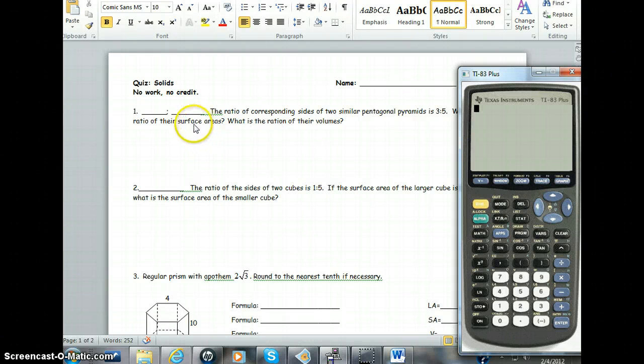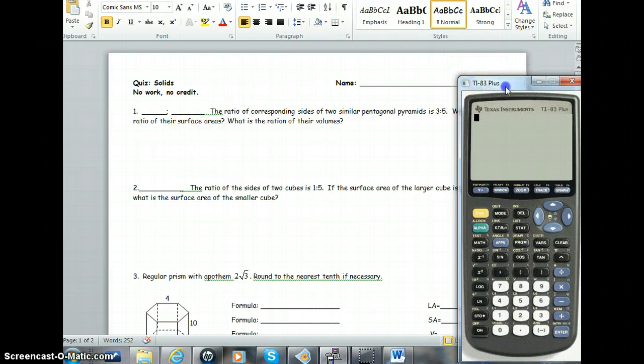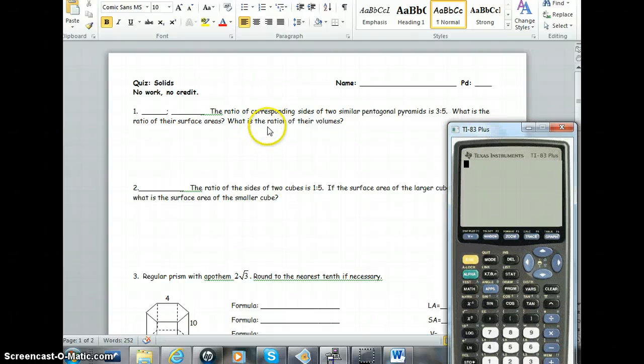Hello. These are review notes from the quiz we just took. First question: the ratio of corresponding sides of two similar pentagonal pyramids is 3 to 5. What is the ratio of their surface areas? That's what they're looking for.